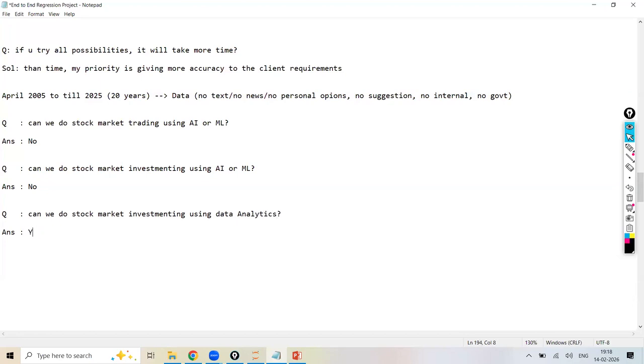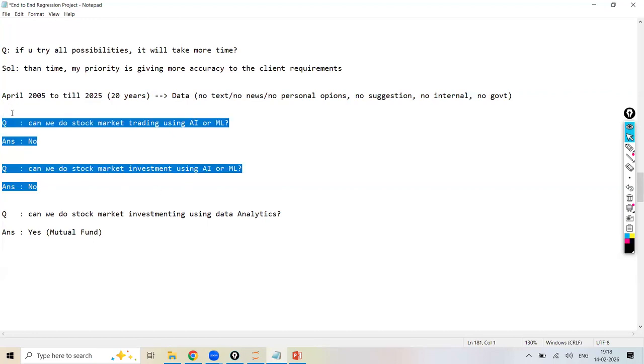Answer is yes, which will be done by the mutual fund people. Every mutual fund will do this one. Can we do stock market trading using ML and AI? Answer is no. If out of these two, any one answer is yes also, I will not be in front of you. That is the final answer.